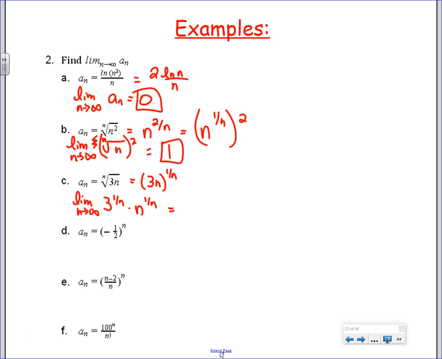But I have 1 over n, can I still use that? It's x to the 1 over n, and that's 1. So you're saying this approaches 1, and how about n to the 1 over n? It approaches 1. It's 1.